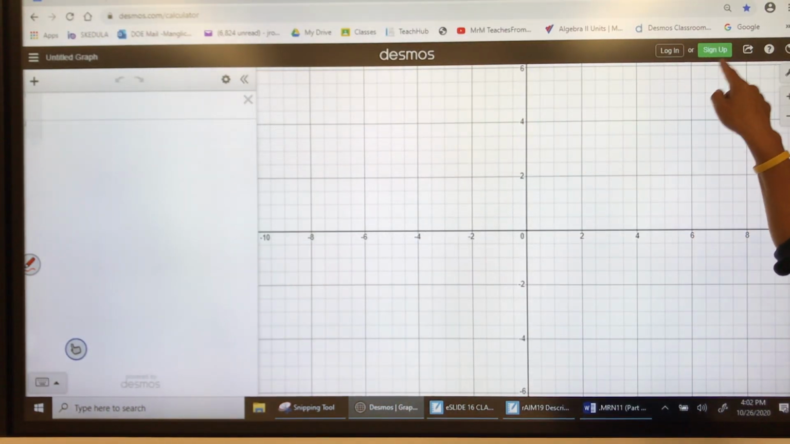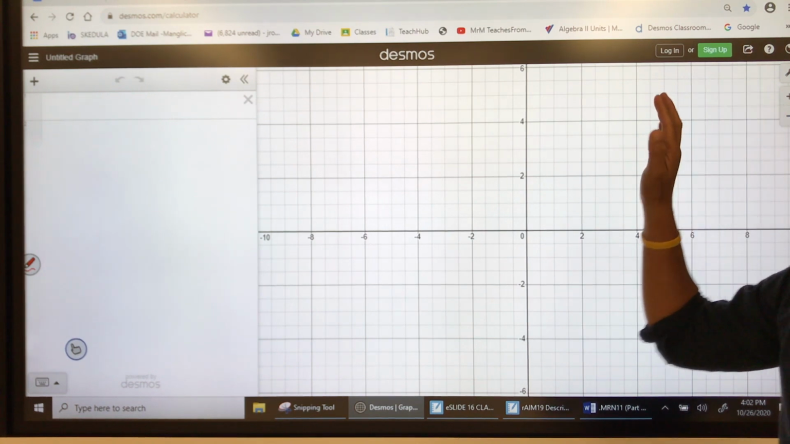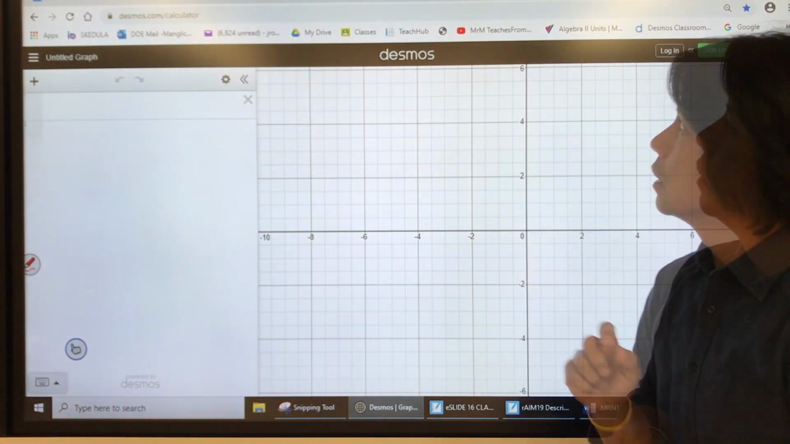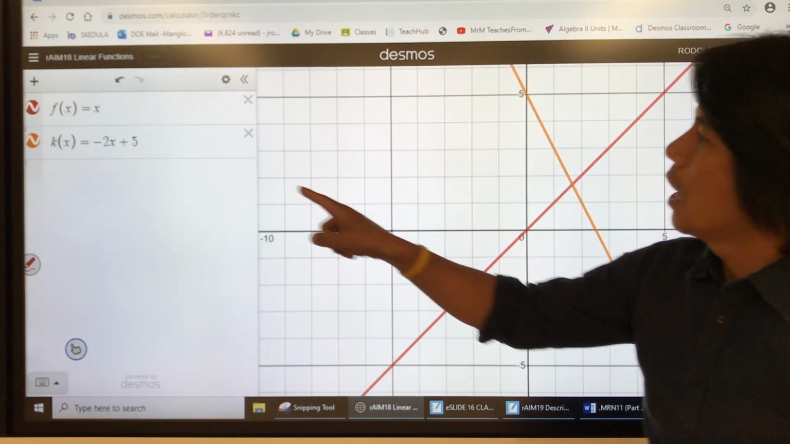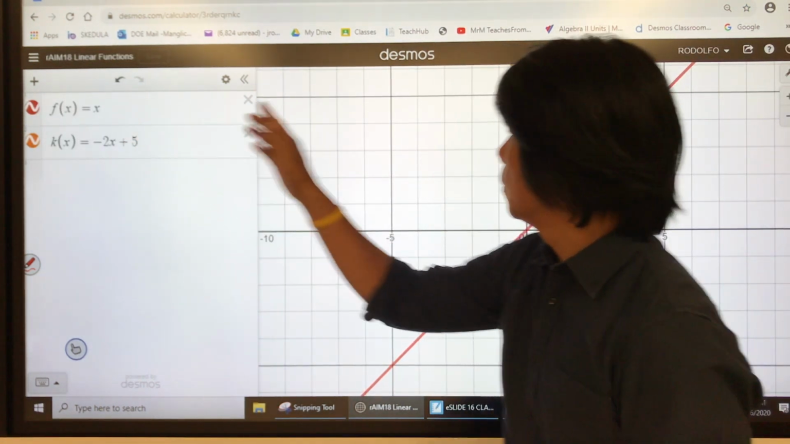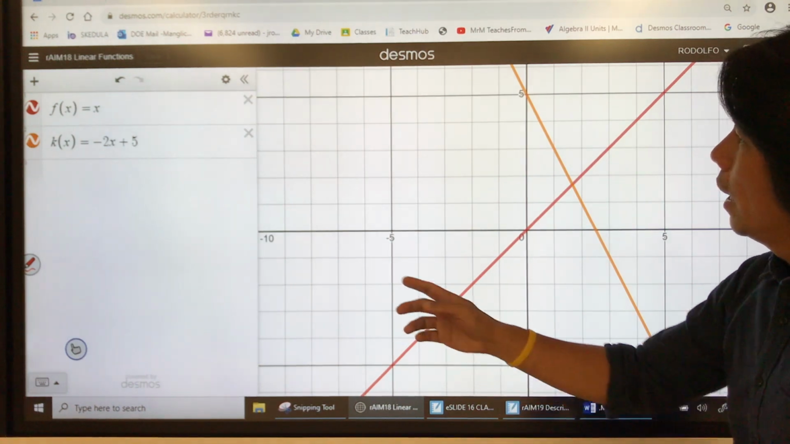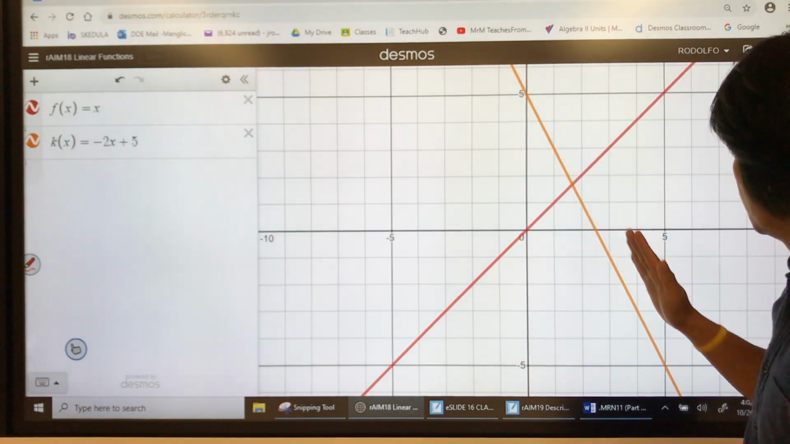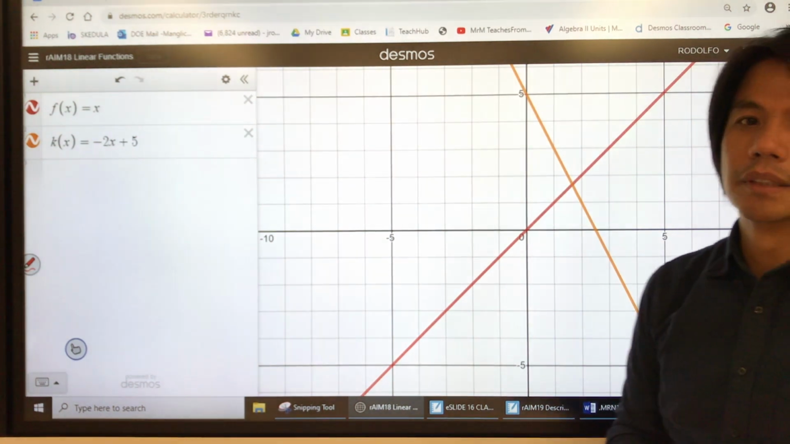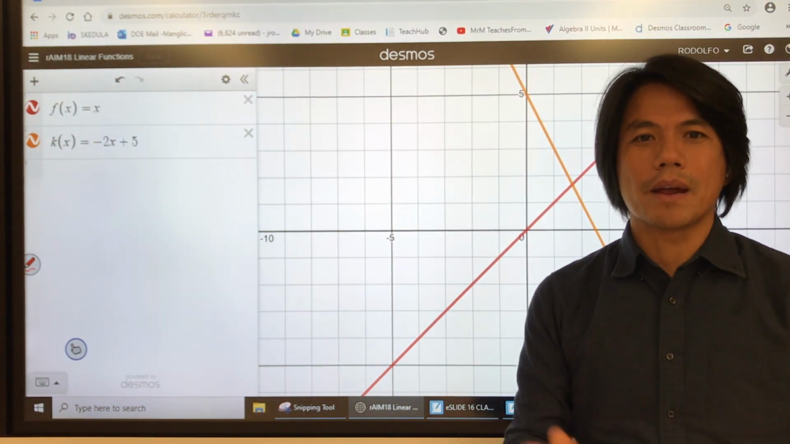Again, when you open DESMOS, be sure to log in or sign up so that you can save your work. So I already have graphed the functions. f of x is equal to x, which is the red one, and k of x is equal to negative 2x plus 5, which is the orange graph. Clear? I hope you got that right.